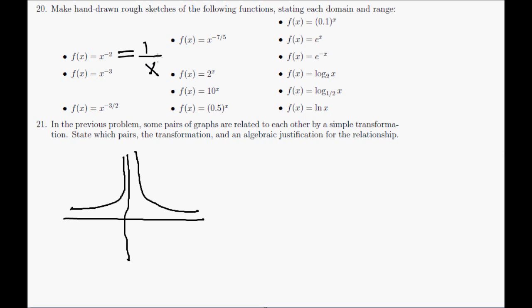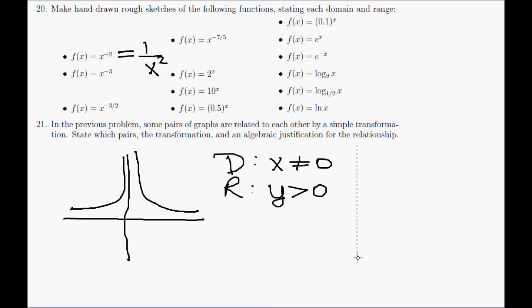X squared has to be positive, or at least not negative, and so 1 over x squared, if it's defined, has to be positive. So the domain is going to be x not equal to 0. Can't do it at 0. And the range will be that y has to be greater than 0. So that's that one.